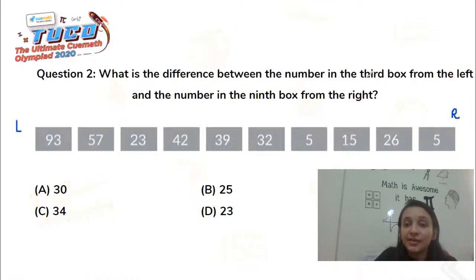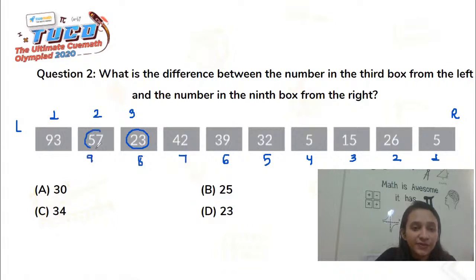Now it says the number in the third box from the left. So 1, 2, 3. The number which is in the third box from the left is 23. I circle it. And the number in the ninth box from the right. So let's start marking from the right. I'll be writing it below. 1, 2, 3, 4, 5, 6, 7, 8, and 9. So 57 is the number which comes at the ninth position if we start marking from the right end.